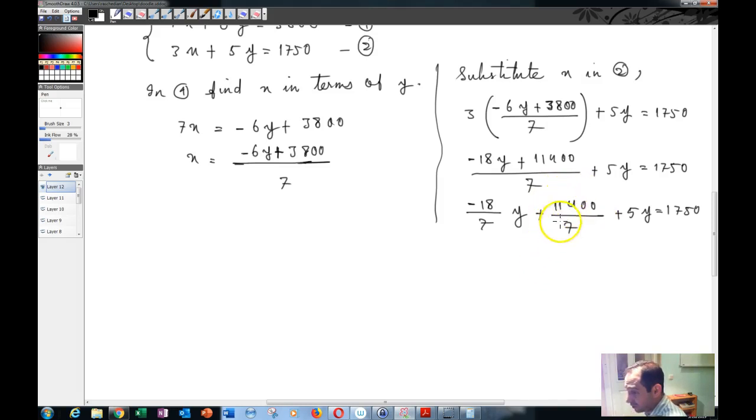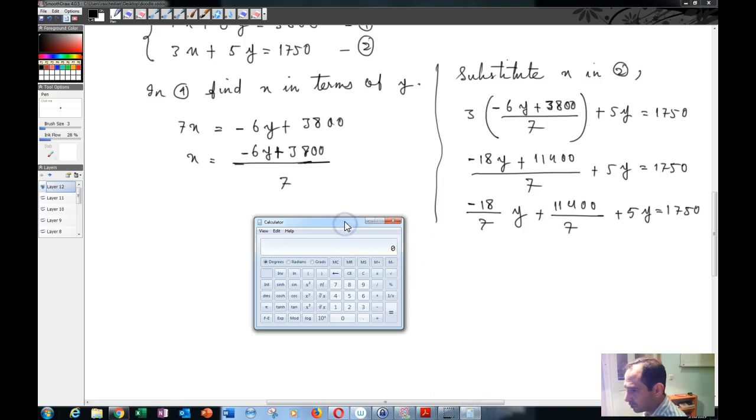So 114 divided by 7, let's see if 114 is divisible by 7. The way that you can check if a number is divisible by 7, you take away the last digit and double it, and subtract it from the number. So 11 minus 8 is equal to 3. 3 is not divisible by 7, and so 114 is not divisible by 7, so 11,400 is not divisible by 7, and you can see it over here as well. 11,400 divided by 7 is going to give you some decimal number.